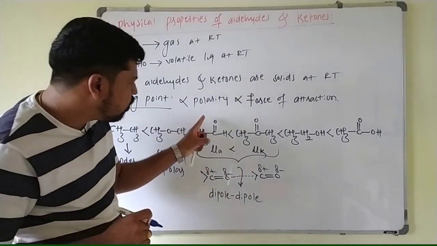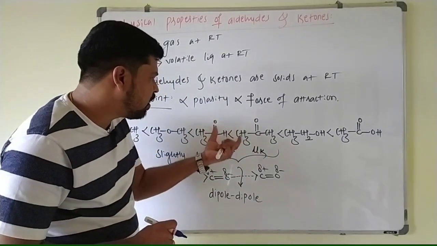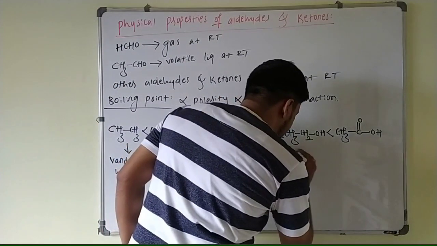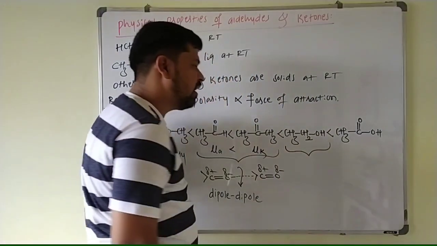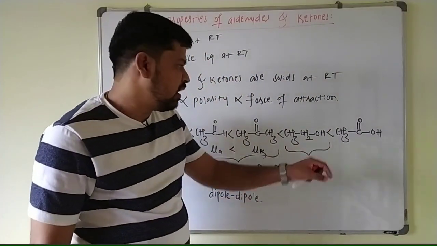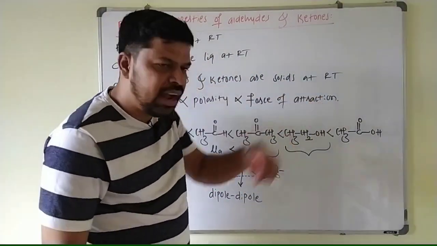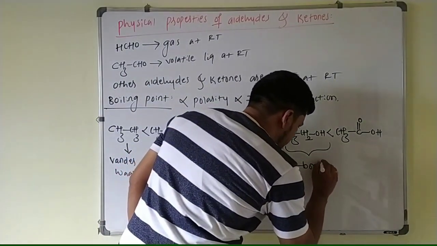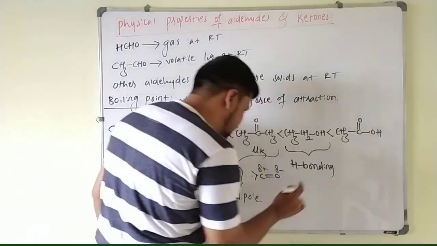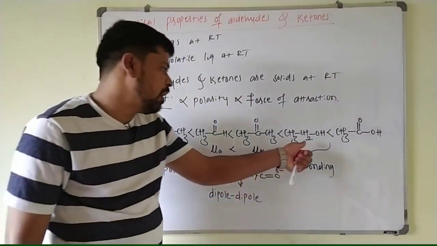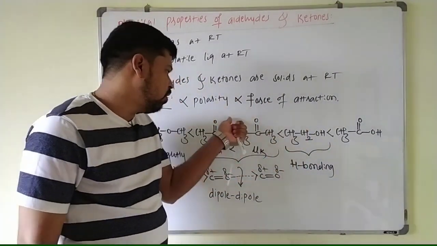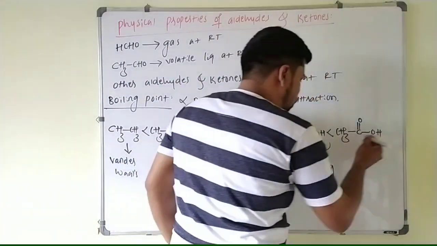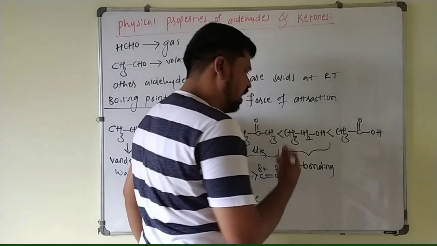Aldehydes. Next, both aldehydes and ketones have a boiling point lower than the alcohols, because alcohols are involved in hydrogen bonding due to high electronegativity of the oxygen and the force of attraction with the hydrogen. These hydrogen bonds are stronger than dipole-dipole interaction. That's why the boiling point of alcohol is what? More than that of what? Aldehyde and ketone here.